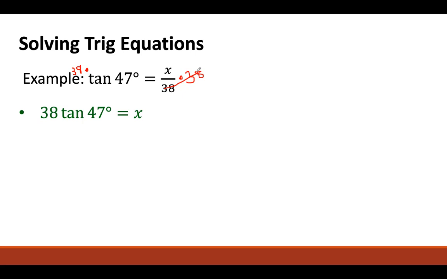From here, I am going to put 38 tangent of 47 degrees in my calculator, and you should get the answer of x equals 40.8 when rounded to the nearest tenth. Now, if you're not getting this answer when you put this in the calculator, make sure your calculator is in degrees.